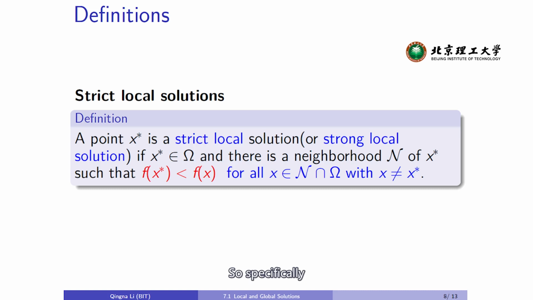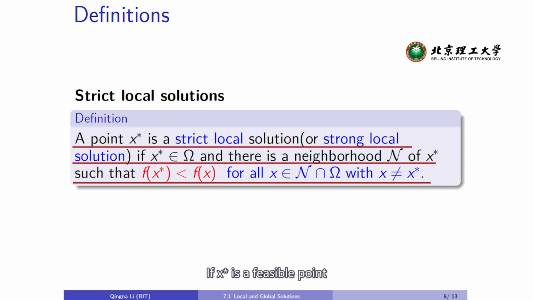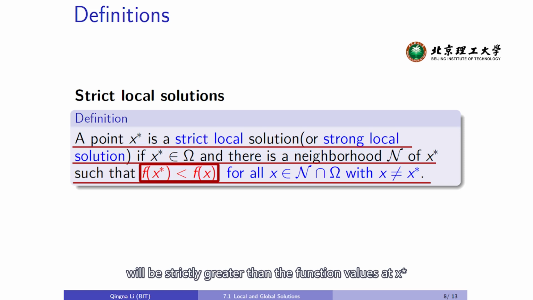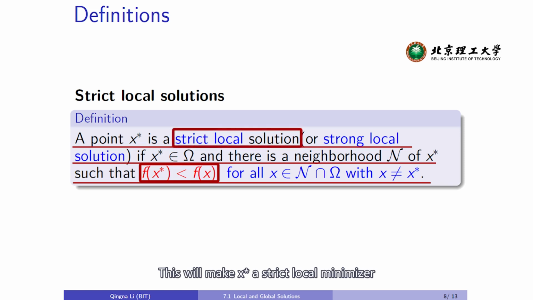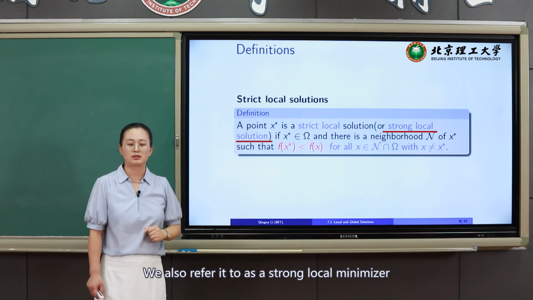So specifically, a point X star is a strict local solution of a constraint problem if X star is a feasible point and we can find a neighborhood capital N such that for all the points in the neighborhood intersected with the feasible region, the function values will be strictly greater than the function value at X star. This will make X star a strict local minimizer. We also refer to it as a strong local minimizer. Okay?